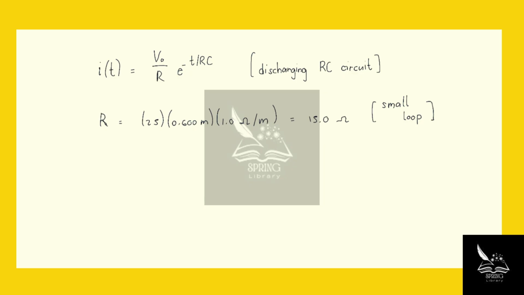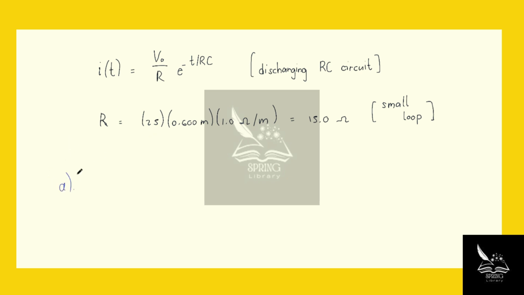Now, the current in a discharging RC circuit, I, is equal to V0 over R times e to the minus t over RC, where V0 is the initial voltage across the capacitor. Now, for the small loop, the resistance is the number of loops, 25, times 0.6 meters times 1 ohm per meter, which gives us 15 ohms.